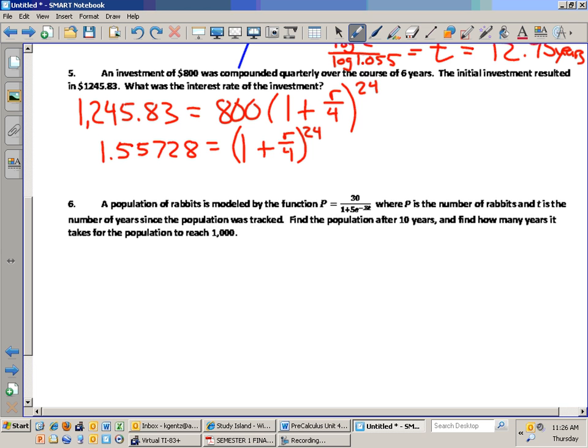Don't write this down, but what if it looked like this? 8 equals x plus 3 quantity squared. What would you do to both sides? Square root it. So we should 24th root it. No big deal. We take it to what power? 1 over 24. That'll get rid of that power. So I take this to the 1 over 24.